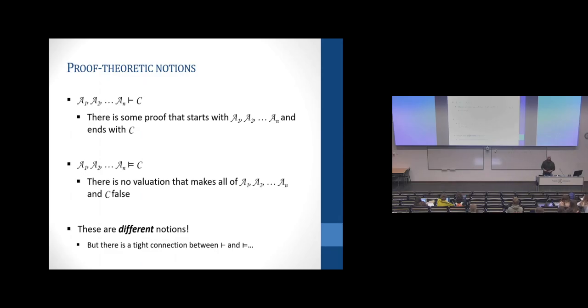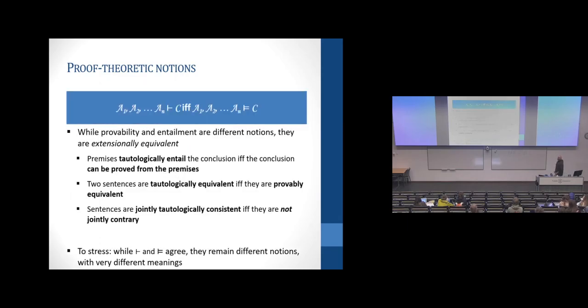But the really, really cool thing, and this is why we'll be able to do what we can do when we get to FOL next week, is that despite the fact that these two notions are fundamentally different, there is a beautiful and intimate connection between them. And the connection is that they are extensionally equivalent. That is, provability holds if and only if tautological entailment holds. And the same is going to be true when we move to FOL. Provability for FOL natural deduction perfectly lines up with logical entailment for first order logic.